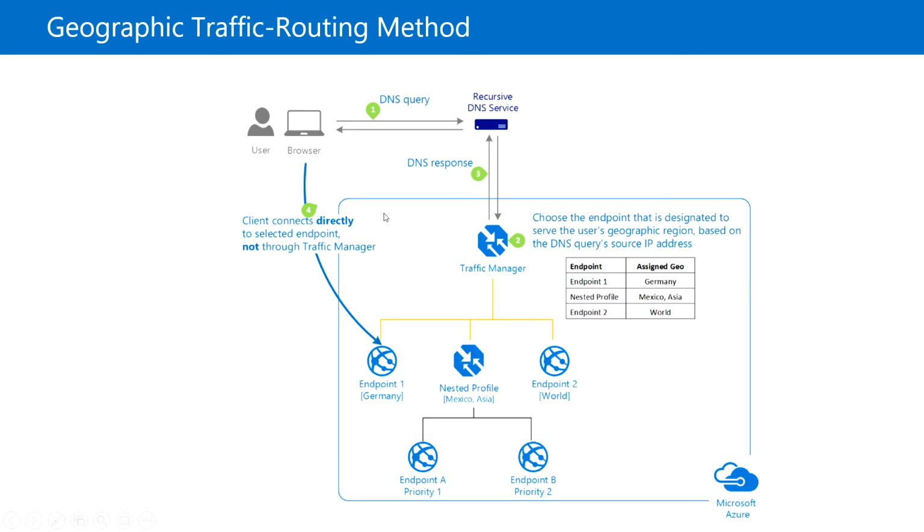And next, the geographic traffic routing method. Here it will choose the endpoint that is designated to serve the user's geographic region based on the DNS query source IP address. For example, endpoint 1 is assigned to the Germany geo, so whoever is accessing from there will be routed to endpoint 1. And endpoint 2 is world, so anyone can access it. And there is a nested profile, which is Mexico and Asia.